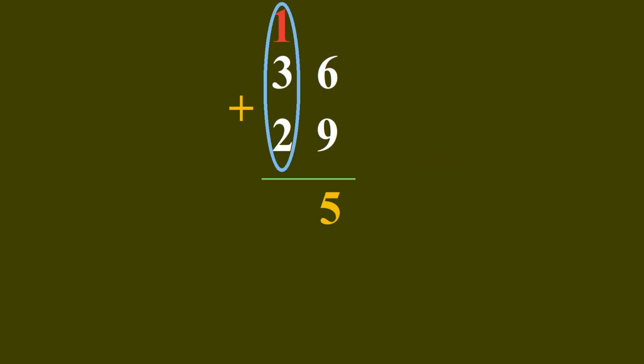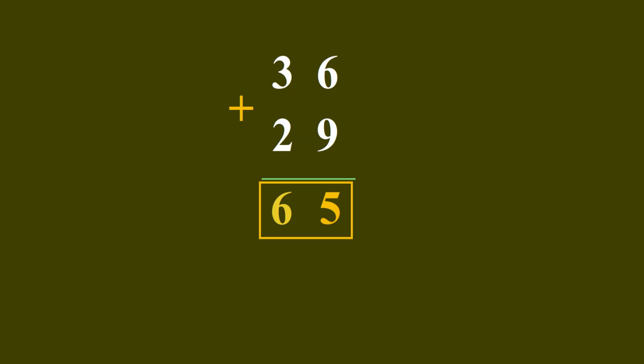Now we add the numbers in the tens place. 1 plus 3 equals 4. We need to add 2 more, which gives us 6, right? 6 in the tens place. So 36 plus 29 equals 65. And this is our final answer to this problem.